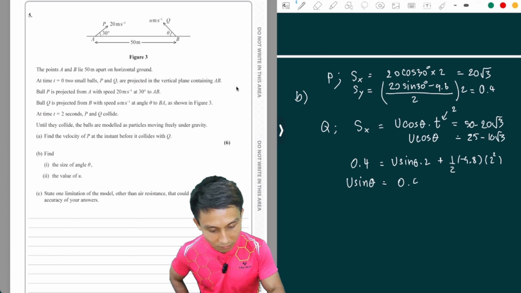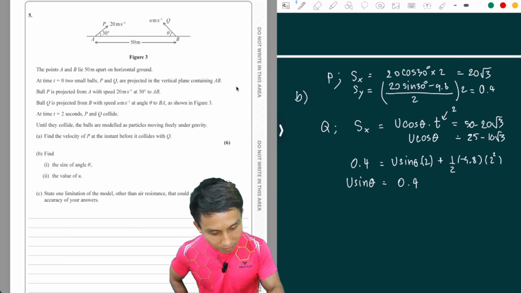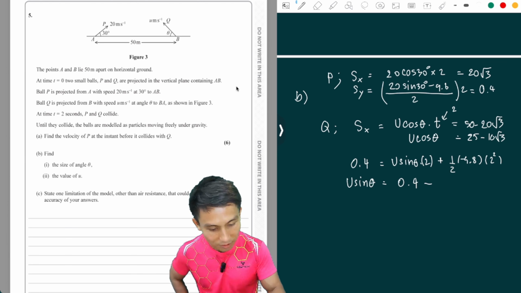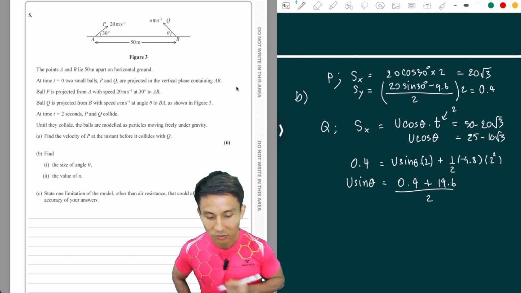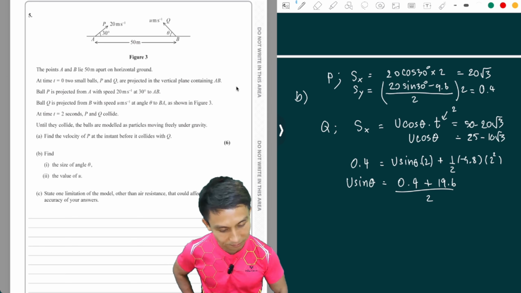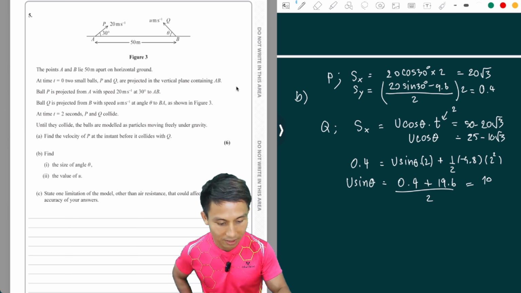If I make u sine theta the subject for this vertical component, I'm gonna get 0.4 times 2. This is gonna be a negative term, so if I move it to the other side, it's gonna be a plus. And what is that? It's 2 times 9.8, so that's 19.6, divided by 2, because we have the 2 times u sine theta there. So just undoing that. Let me double check this. Yeah, I think I'm okay with that. So that's going to be 10, isn't it?